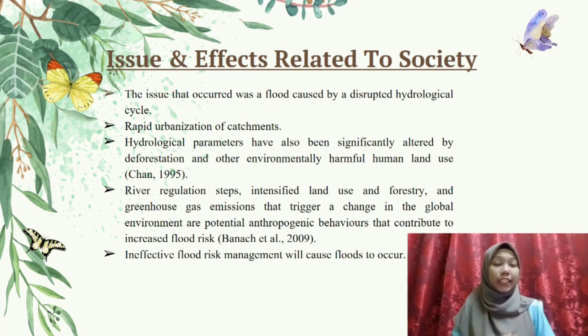In this project, our group found that the other issues that make the flood always happen in Malaysia are the natural factors such as monsoon rainfall and extreme convective rainstorms. Besides that, ineffective flood risk management can cause the flood to occur in Malaysia.